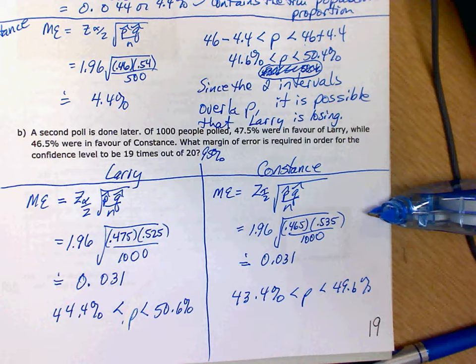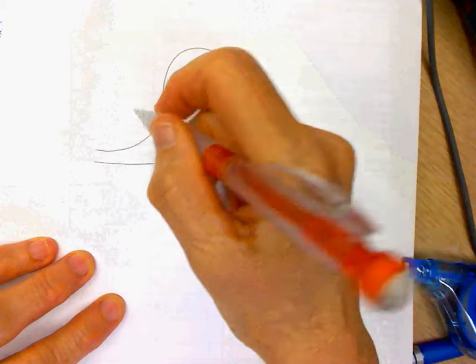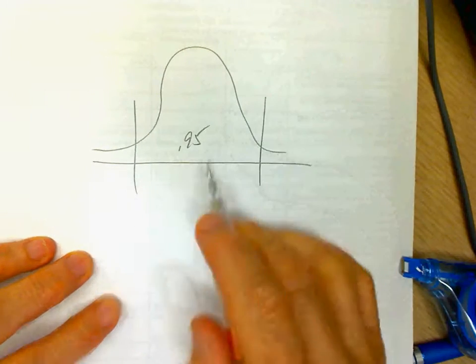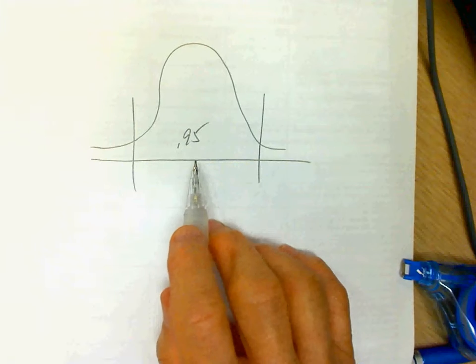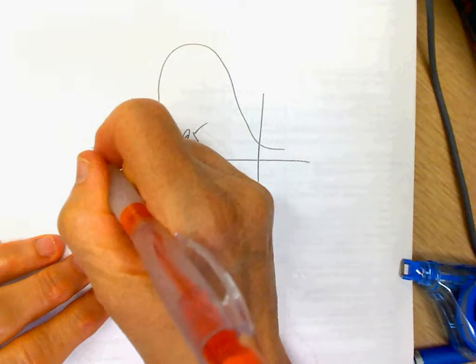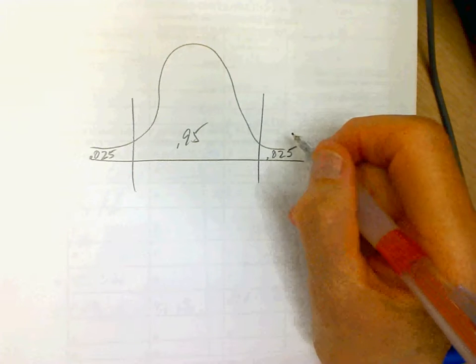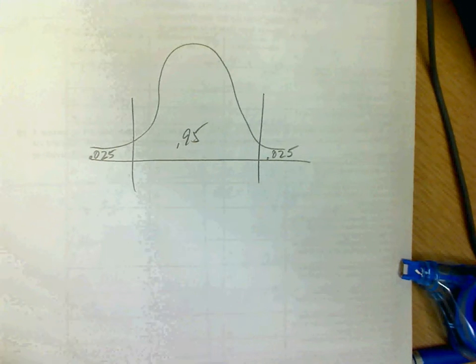If you're wondering where that Z score is from, that's Z alpha over 2. They want the 95% confidence interval. If this is 0.95, then this tail is 0.025, and this is 0.025. Let me double check that: 1 minus 0.95 divided by 2 is 0.025.